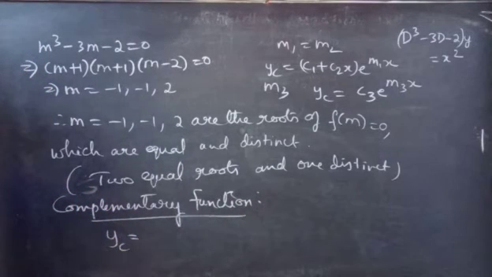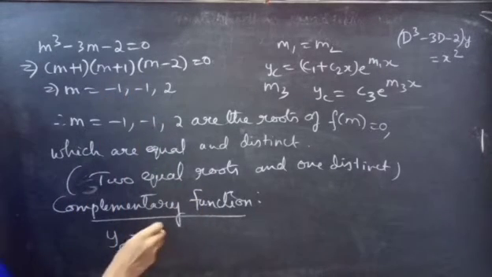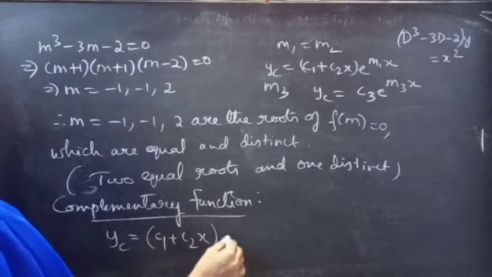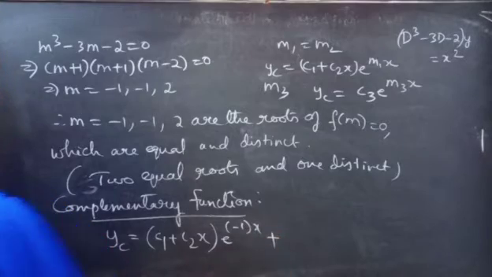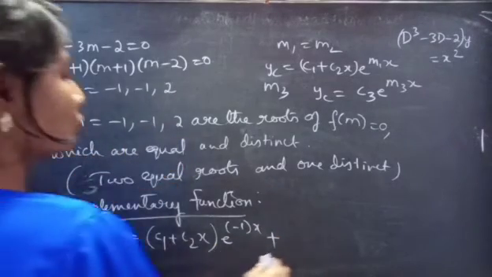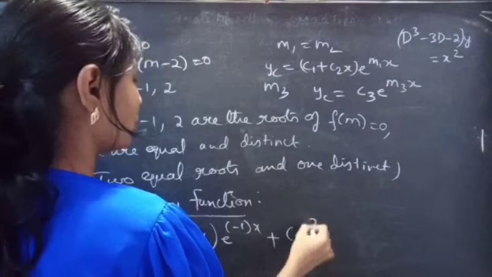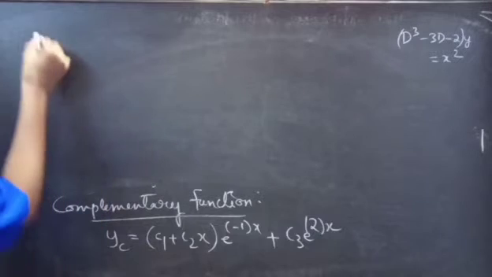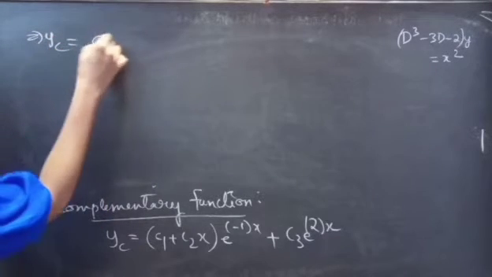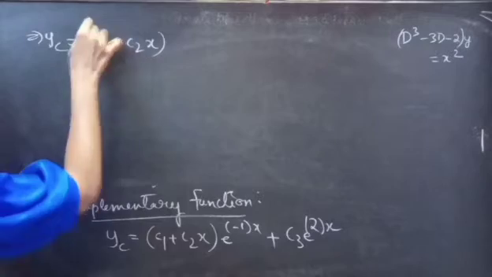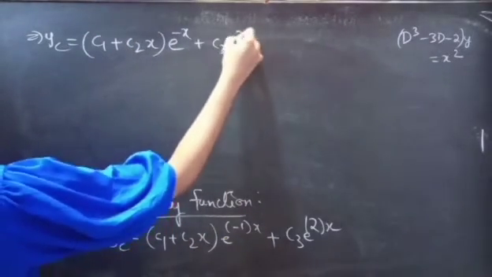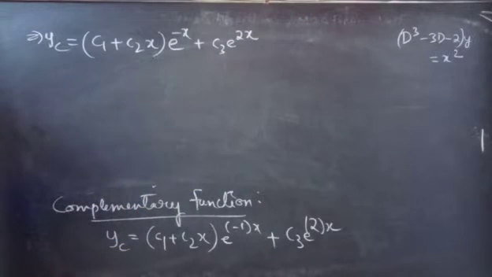Now let's write the complementary function to our problem. Yc equals to, firstly let's write for equal root minus 1, since we are having two equal roots, so we'll get two terms under brackets, c1 plus c2x into e power equal root into x, plus now we are going to write for the distinct root 2, another constant into e power distinct root into x. Then yc equals to c1 plus c2x into e power minus 1 into x is minus x, plus c3 e power 2x. So we got yc here.